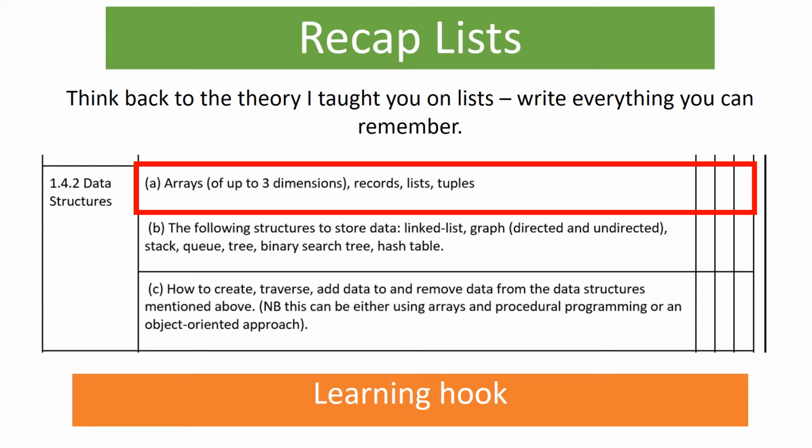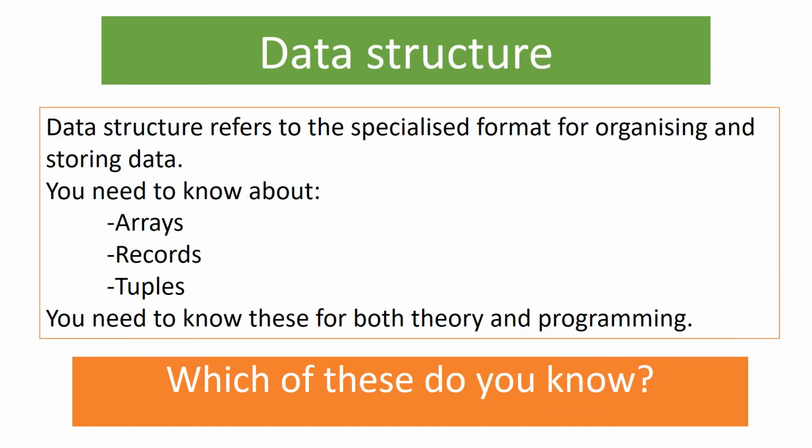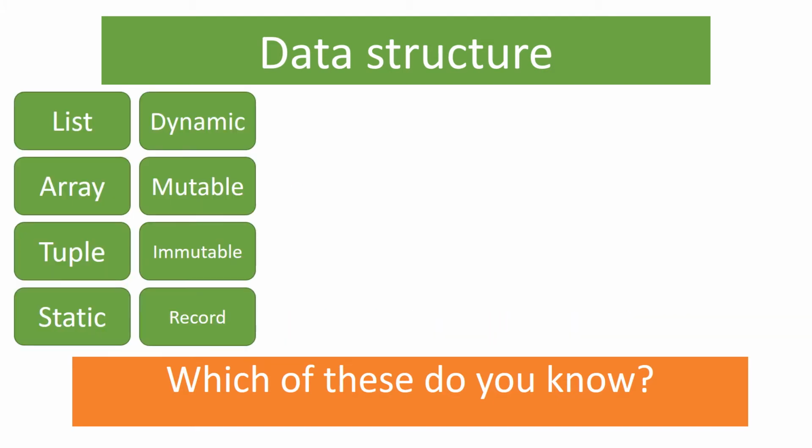In today's lesson we're going to be looking at tuples. Over the last couple of lessons we've been looking at arrays and lists. Remember that a data structure refers to the format of organising and storing data. You need to know these three. Here are the key words for this unit so far: lists, arrays, tuples, static, dynamic, and today we're going to be looking at mutable and immutable.